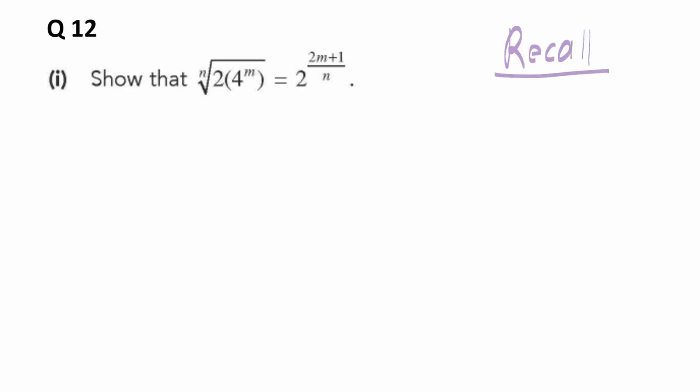We see that there's a radical sign. This is called a radical sign. One of the rules that involves the radical sign would be this one here. On the left-hand side is the radical form, and in index form it will be a to the power of m over n.